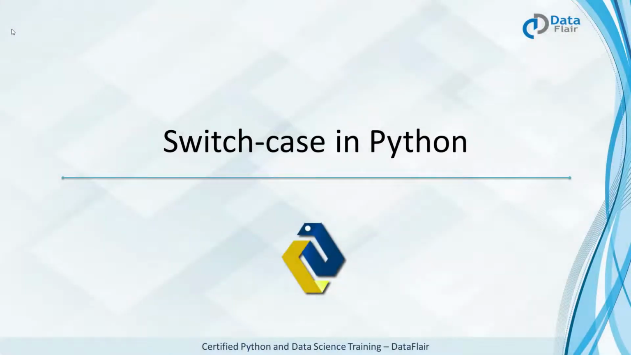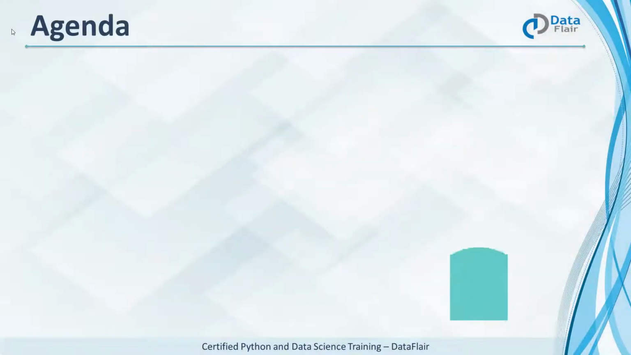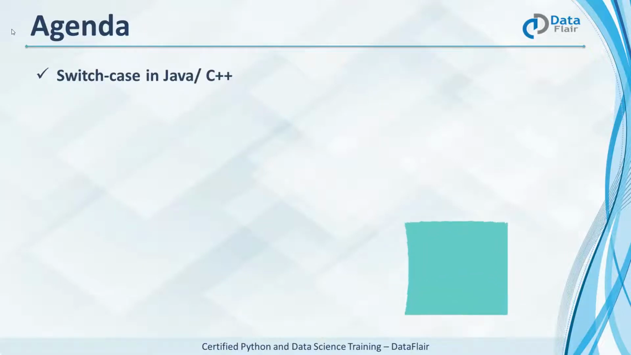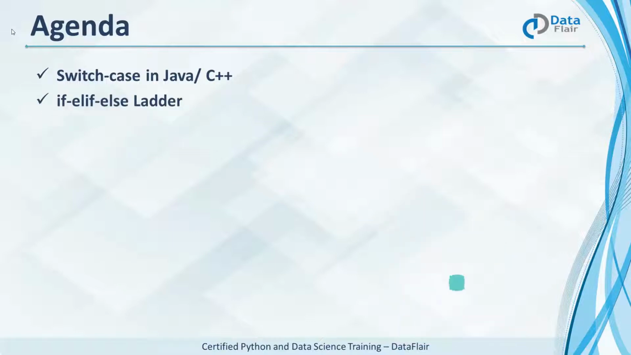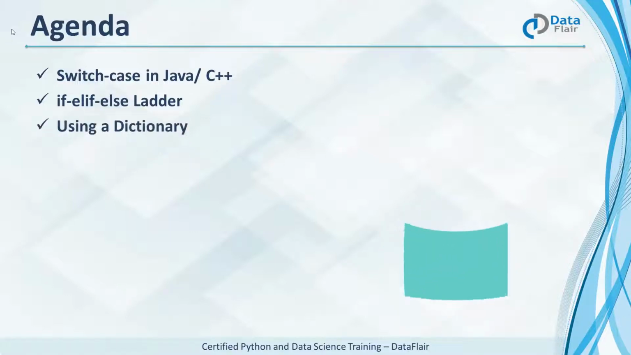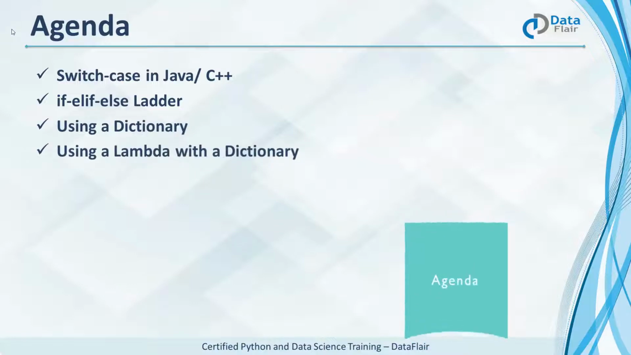Switch case in Python. First, we'll observe the concept of switch case in Java and C++. Then we'll understand how to do this in Python using the if-elif-else ladder. This is a naive solution, so we then learn how to do it using dictionaries, lambdas with dictionaries, and using classes.